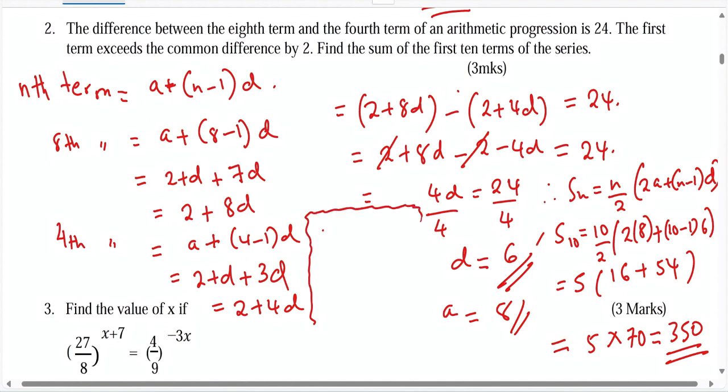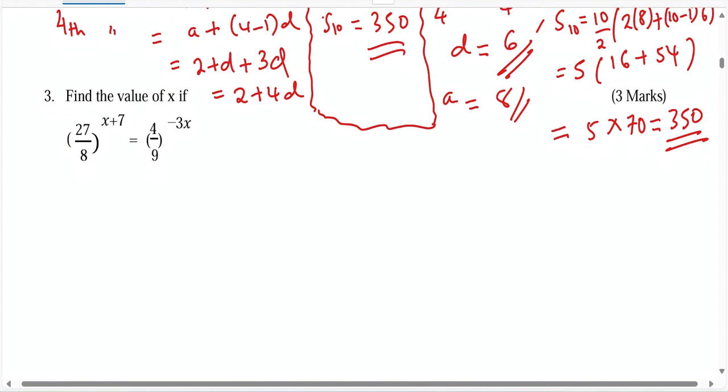So our sum of 10 terms, okay, sum of 10 terms is equal to 350. So I hope mpaka hapa tumeelewa. Right. Haya, tuendelee na swali letu lingine.